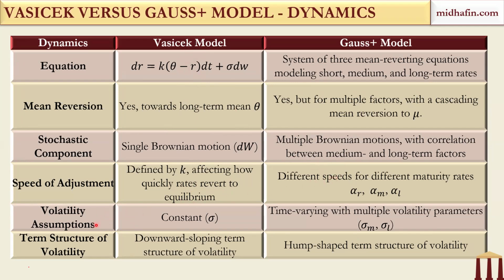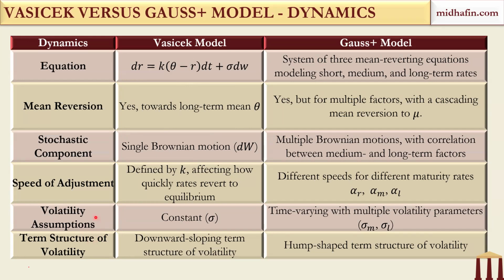Then for the assumptions regarding volatility, this is important, of course, like the other points. The Vasicek model assumes a constant volatility, sigma. Whereas the Gauss plus model corrects this issue by adopting a time varying volatility structure where you have different volatilities for medium term and different volatility for long term.